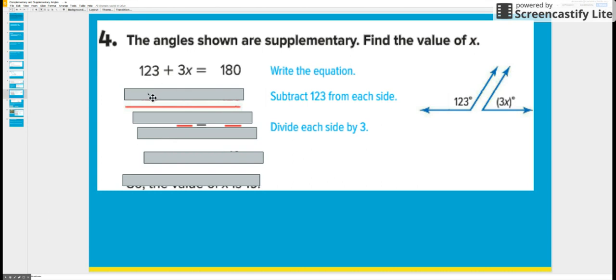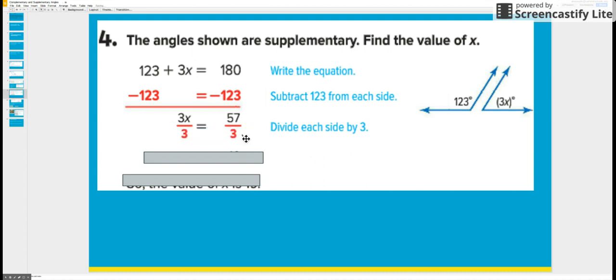Now let's solve this. Undo the addition or subtraction first, so minus 123 on both sides. Then we're left with 3x is equal to 180 minus 123, which is 57. Divide both sides by 3, and you get your x to be 19. So the value of x here would be 19.